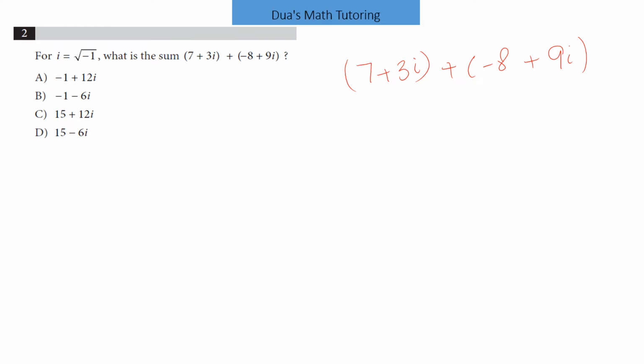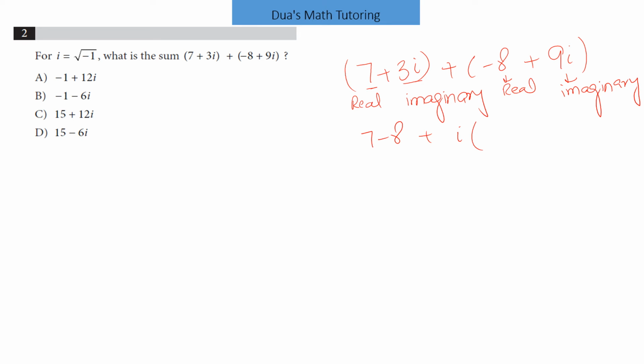In a complex number we have two parts. The first part is the real part, and the second part, with the i, is called the imaginary part. So similarly here, 7 and minus 8 are the real parts and 3i and 9i are the imaginary parts. So what we need to do is add the real part to the real part, and add the imaginary part to the imaginary part.